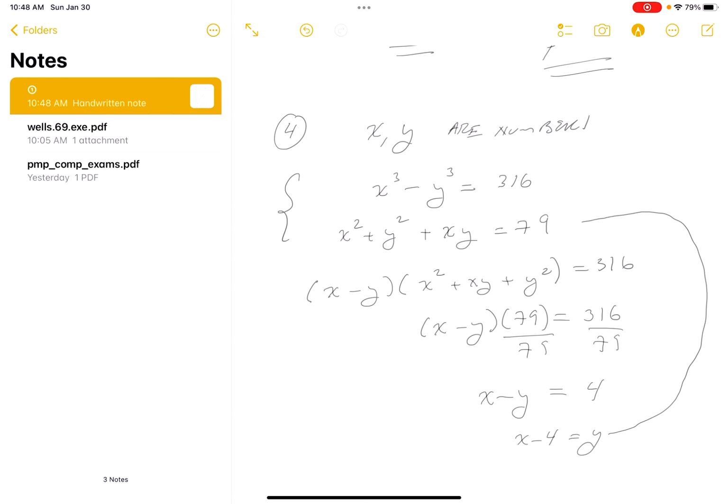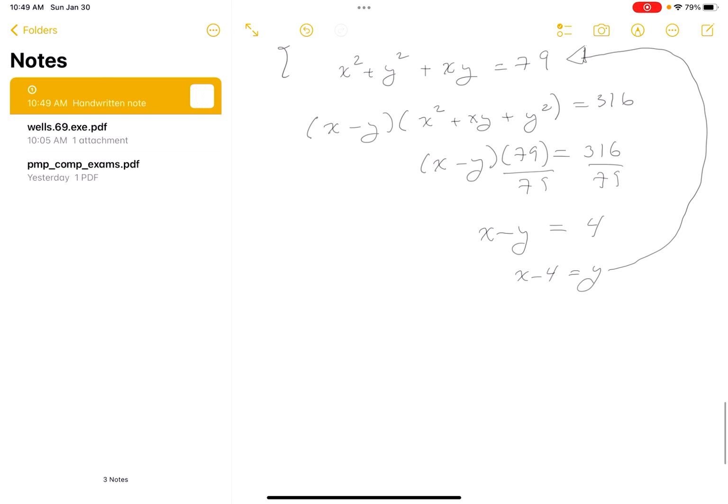I'm going to plug it into this one over here and let's see what we come up with. And what do you get? You're going to get x squared plus (x minus 4) squared plus x times y now, right? What's it going to be? x times (x minus 4), and that's going to equal 79. Oops, that wouldn't be good. Let me go backwards.